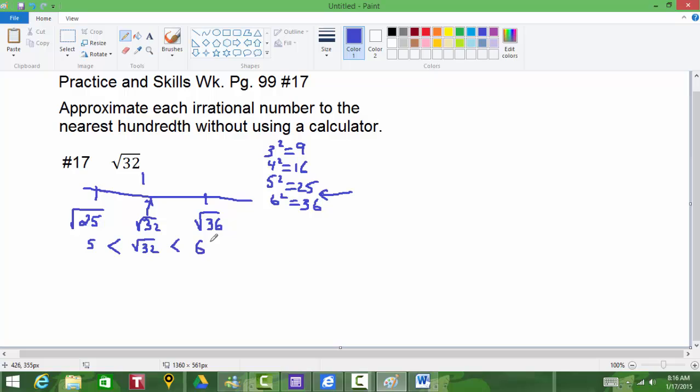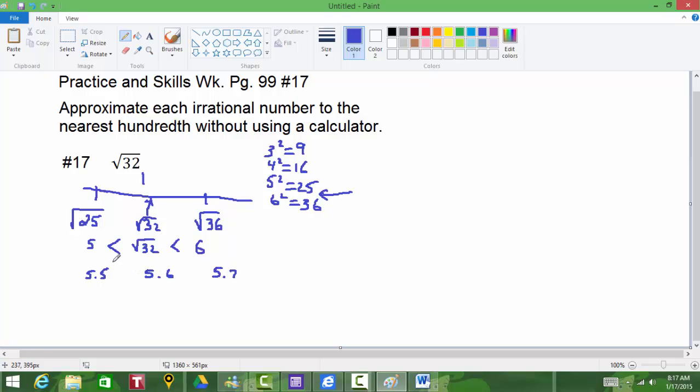Problem is they want us to go to the nearest hundredths. So we have to go a little further than that. I need to come up with a number that's between 5 and 6. That's going to get us a little bit closer. Let's start off with the tenths place. So we're going to guess a little bit. Let's pick a number between 5 and 6. Let's pick a number like about 5.5, and let's pick a 5.6 and 5.7.